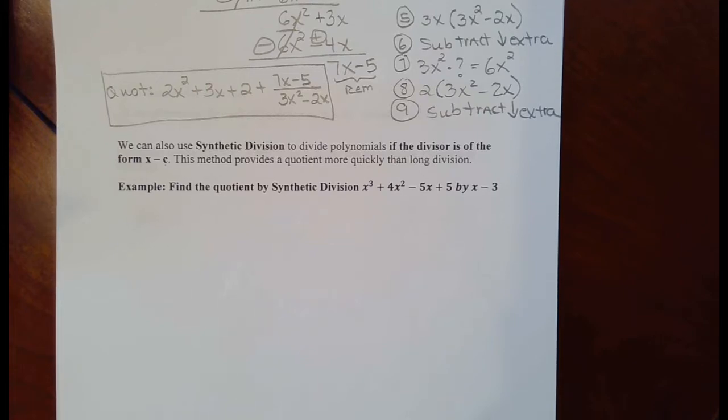It is like that already. This is third degree, second degree, first degree, 0 degree. So we're good there. Also, there's no powers missing. It goes 3, 2, 1, 0. This is considered the 0 degree term. And you're dividing by x minus 3.